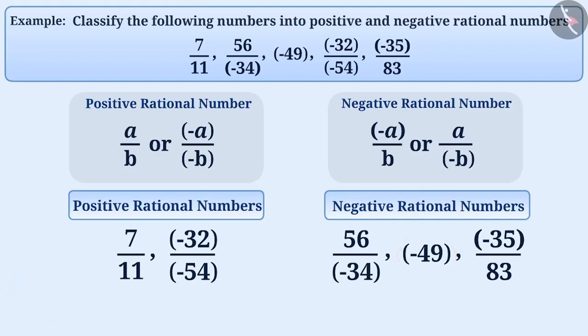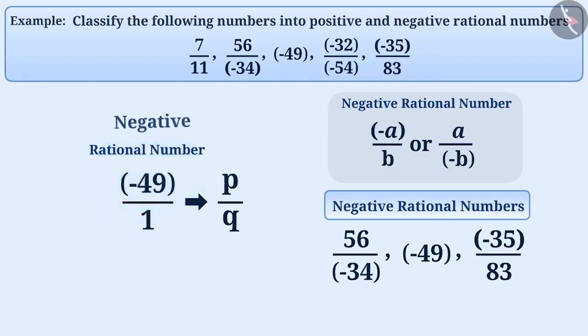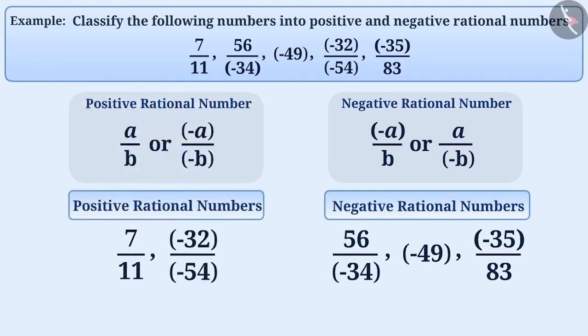Let me tell you. Since minus 49 can be written as minus 49 by 1, this number can be represented in the form of p by q, which shows that it is also a rational number. Since of its numerator and denominator, only the numerator is a negative integer, this number is a negative rational number. Now you must have understood rational numbers.